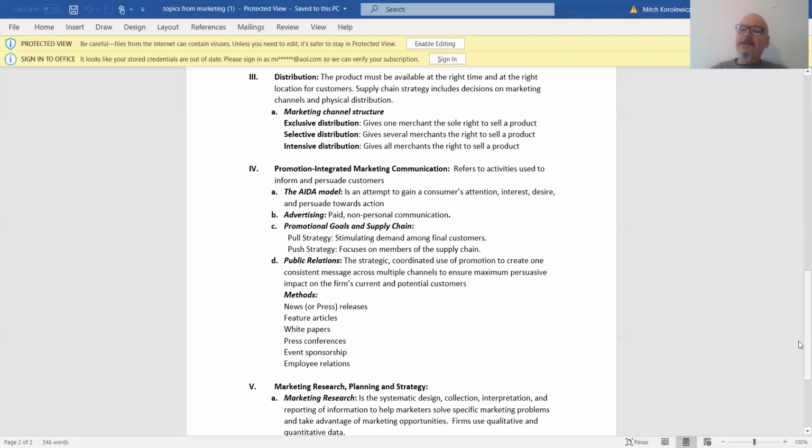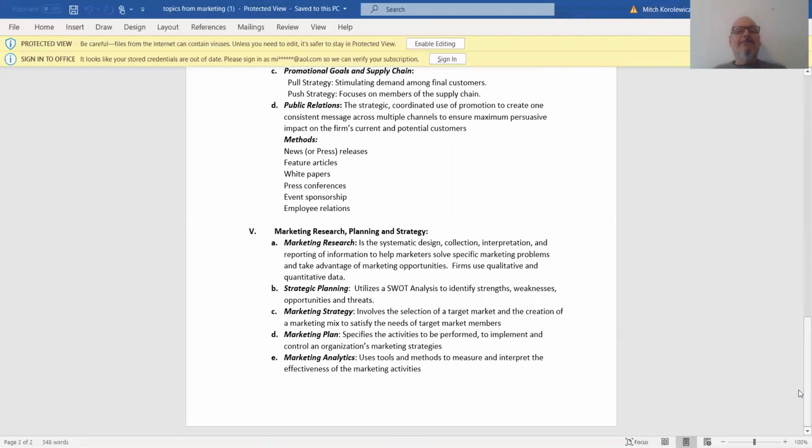And finally, when it comes to marketing, I want you to remember a little bit about marketing research, planning, and strategy. Marketing research is the systematic design, collection, interpretation, and reporting of information to help marketers solve specific marketing problems and take advantage of marketing opportunities. It can be qualitative and quantitative, and we've seen videos on big versus thick data. And now you need to use both qualitative and quantitative data to be able to make some decisions. It helps with strategic planning, utilizing the SWOT analysis to identify strengths, weaknesses, opportunities, and threats.